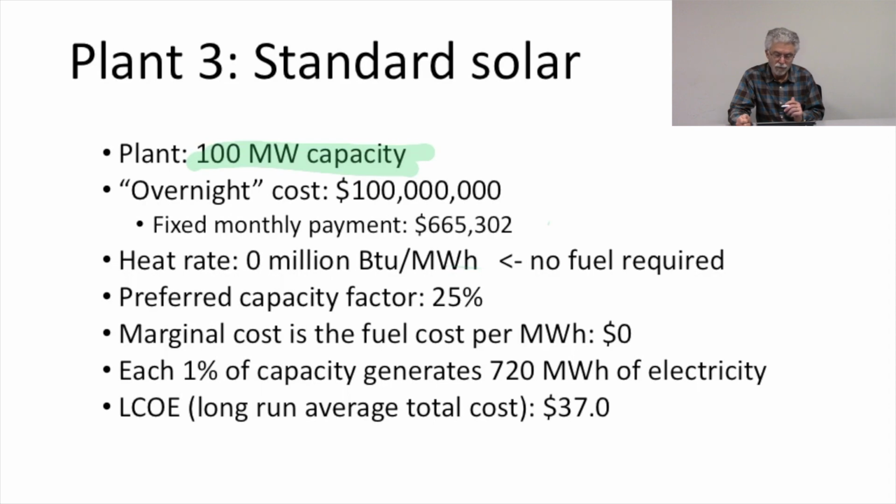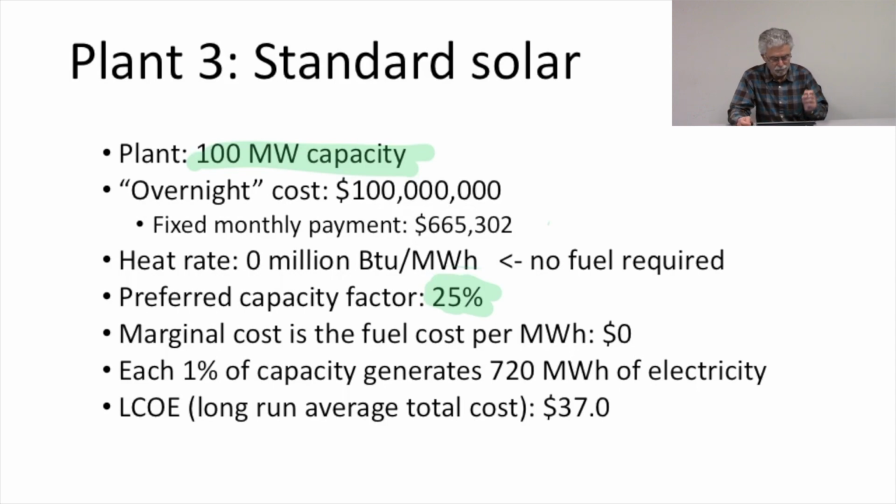And it has a preferred capacity factor of 25%. Essentially, for a solar facility, the preferred capacity factor is determined by how much the sun is shining. We'll run the plant whenever the sun is shining, and we can expect, on average, over the course of a year, to get about 25% capacity out of the power plant. So that will depend a little bit on where the plant is located, but we'll call it 25%.